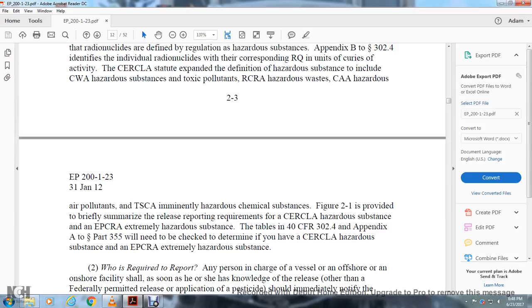reporting of the Comprehensive Environmental Response, Compensation and Liability Act hazardous substances and the Emergency Planning and Community Right-to-Know Act extremely hazardous substances. The table in Title 40 CFR 302.4 with Appendix A of Part 355 will need to be checked to determine if the Comprehensive Environmental Response, Compensation and Liability Act substances are also Emergency Planning and Community Right-to-Know Act extremely hazardous substances.